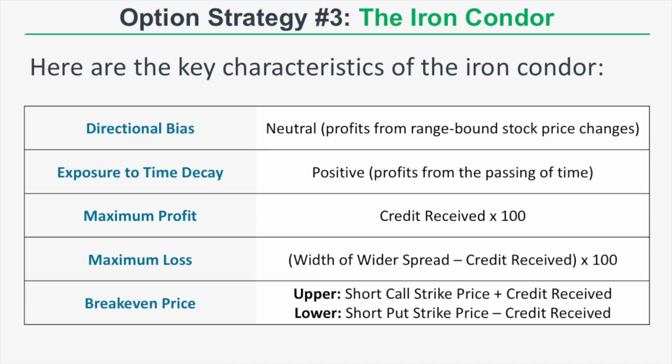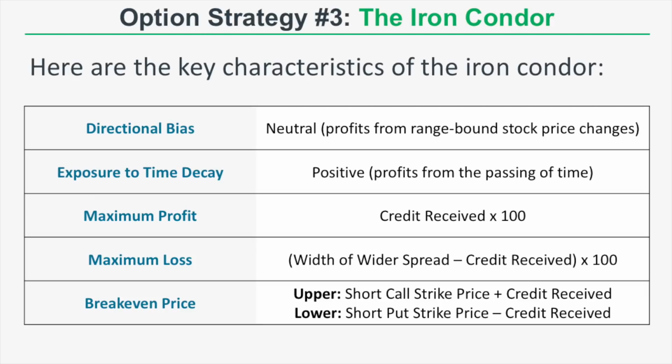Now your maximum loss potential is the width of the wider spread minus the credit received, times 100. So if you sell a $5 wide call credit spread and you sell a $15 wide put credit spread, your maximum loss potential is actually going to be with the put credit spread, since you have a much wider put credit spread.